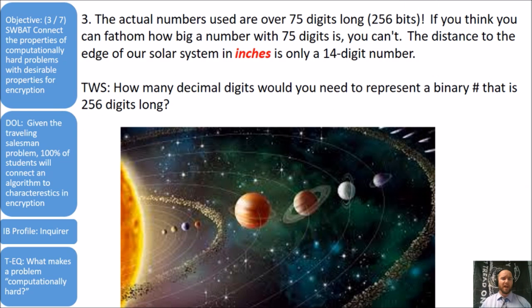And the last thing to point out is that the actual numbers used are over 75 digits long. That's 256 bits. So if you think you can fathom how big a number with 75 digits is, you can't. The distance to the edge of our solar system in inches is only a 14-digit number. My think-write-share for you is, how many decimal digits would you need to represent a binary number that is 256 binary digits long?